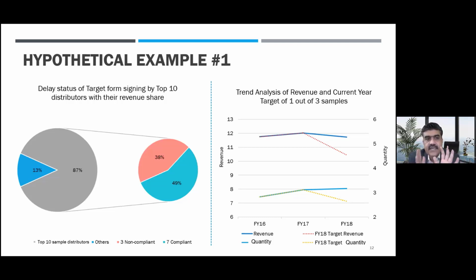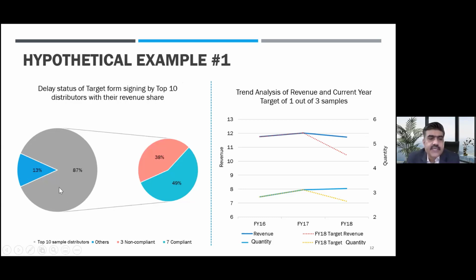Whenever we are utilizing any graph in our audit report, we need to have a clear header. We should not leave it to the management to just assume what we are talking about. So we need to have a clear chart title. I know this may sound very basic, but believe me, I've seen many audit reports wherein these basic aspects are not covered, and therefore the process owners are confused about what we are trying to achieve. So the chart title becomes almost important to clearly say that this is the delay status of the target form signing. And I'm not talking about any random 10, I'm talking about the top 10, and this is what the revenue share is all about.